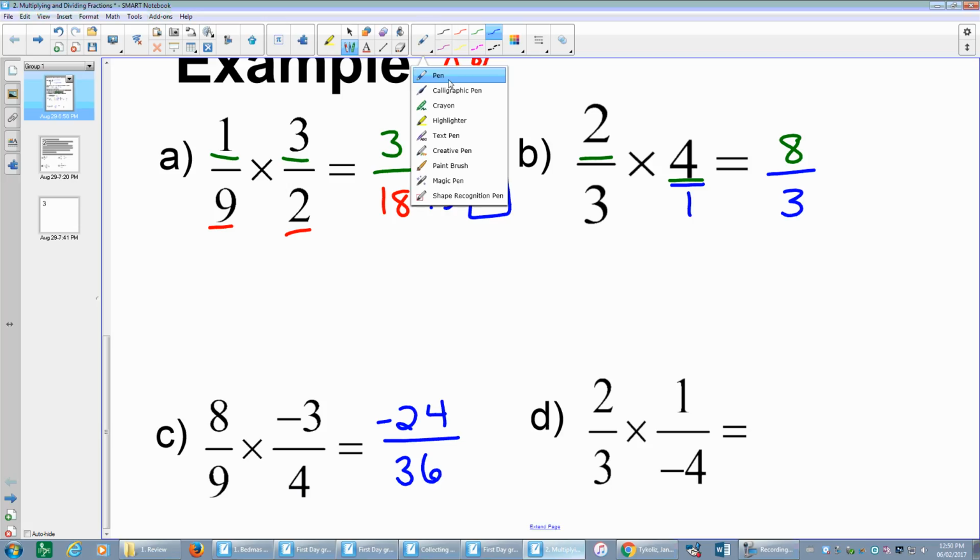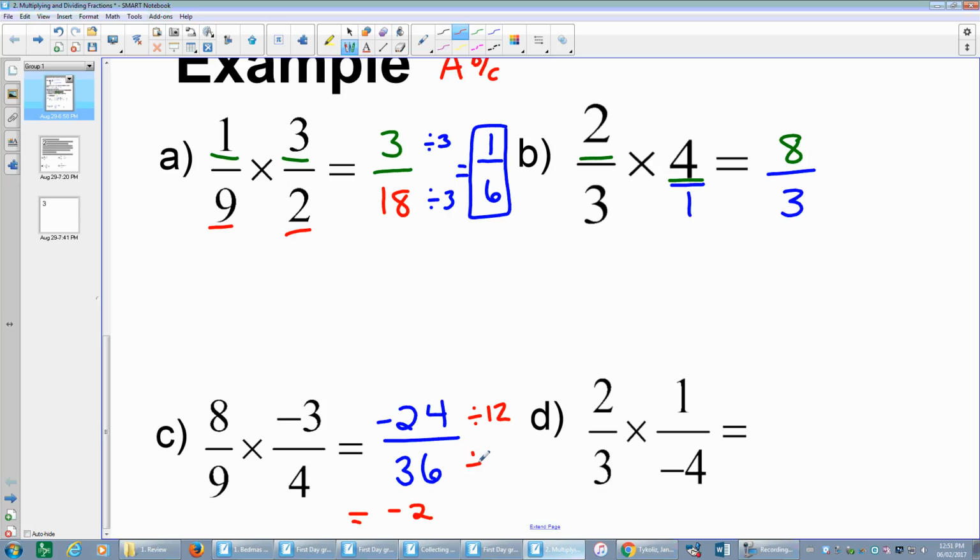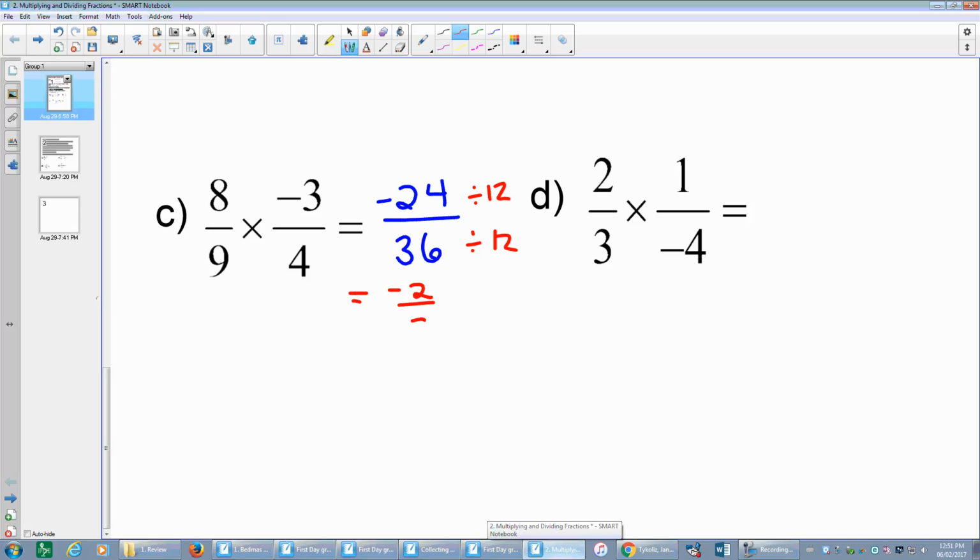Okay, now I want to reduce this into its lowest terms. Again, you can use your calculator to help you for lowest terms, but you want to definitely find the number that divides evenly into both of those. And the number that divides evenly into both of those is 12. So I can take negative 24 divided by 12 gives me negative 2. 36 divided by 12 gives me positive 3. So your final answer for this is negative 2 over 3.